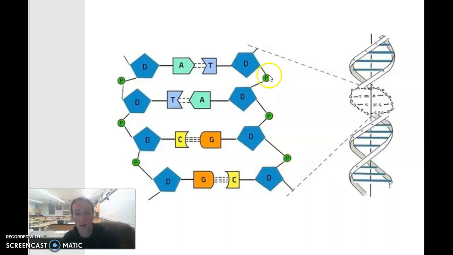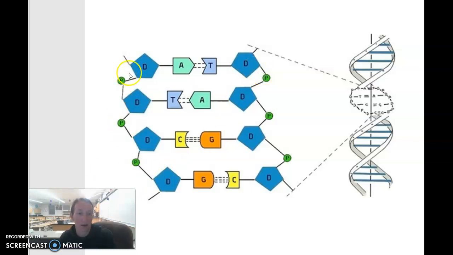As you can see, these phosphates are all the same molecule. And over here, you have the exact same thing. These phosphates are all the same molecule. These guys right here, the D's, are actually sugars. These sugars are what we call a deoxyribose sugar.